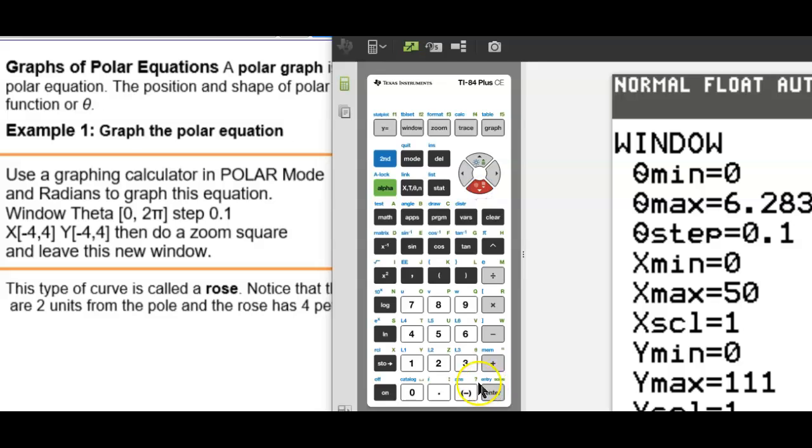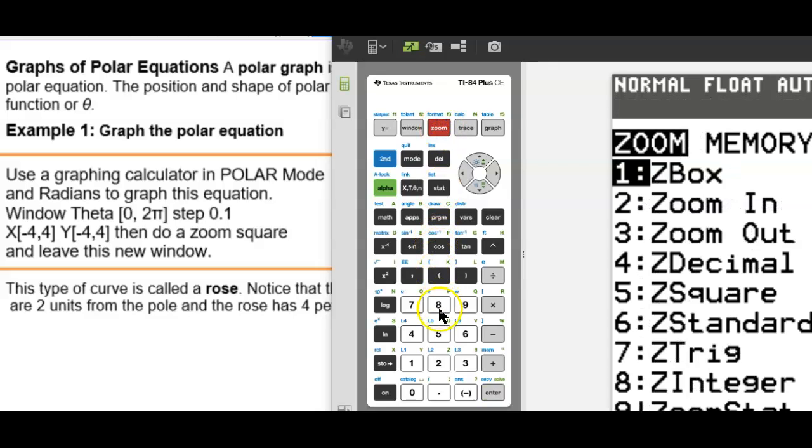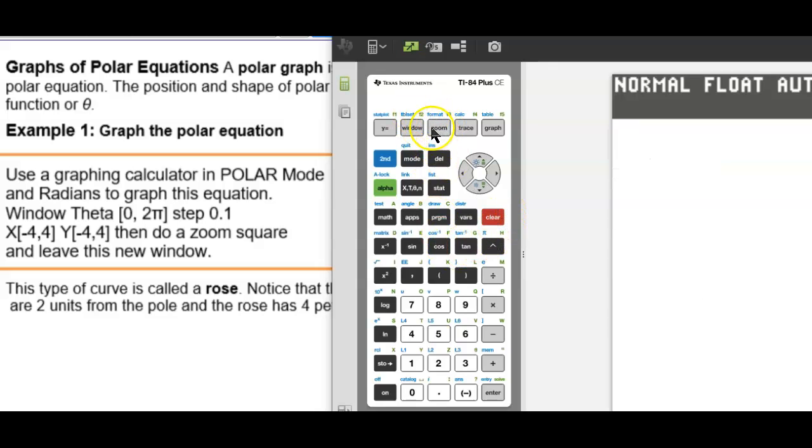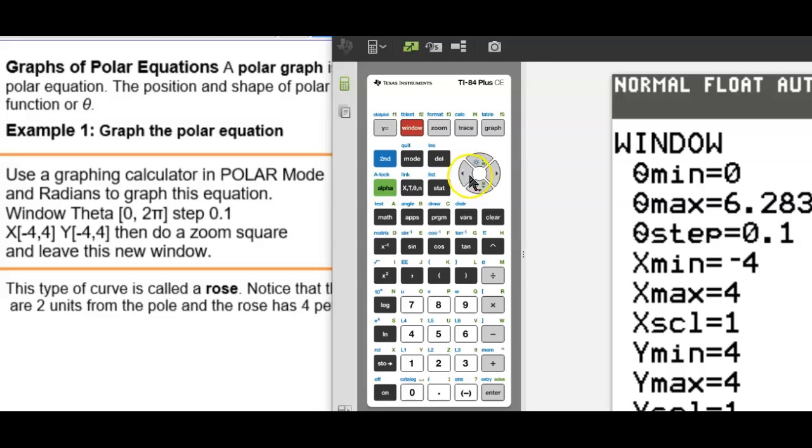The x is supposed to be negative 4 to 4, and I'm going to go ahead and put a scale of 1, and the y I'm going to do negative 4 to 4 with a scale of 1. But then it says, then do a zoom square. If you do zoom square, after you've set that window up, what do I have wrong? I don't have a negative 4 here on my min.